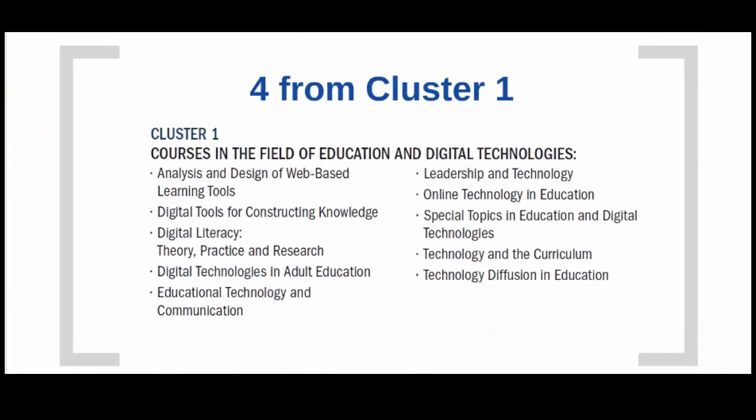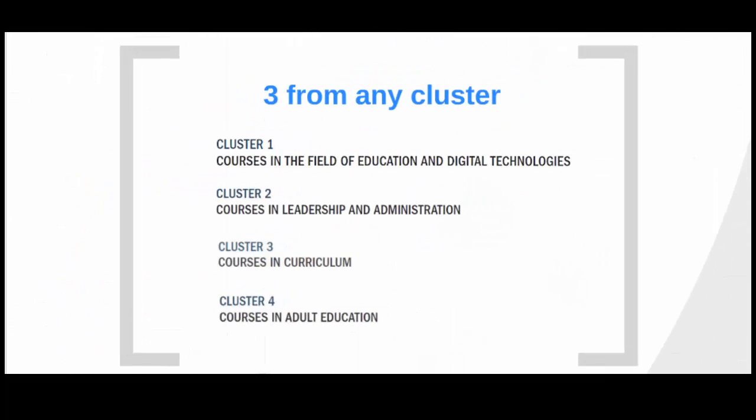You are also required to take 4 courses from Cluster 1. Remember that this cluster focuses on the field of education and digital technologies. Your remaining 3 courses can be selected from any cluster. So they could be selected from Cluster 1 in the field of education and digital technologies, but they could also be selected from Cluster 2, which focuses on leadership and administration, Cluster 3, which focuses on courses in curriculum, and Cluster 4, which focuses on adult education.